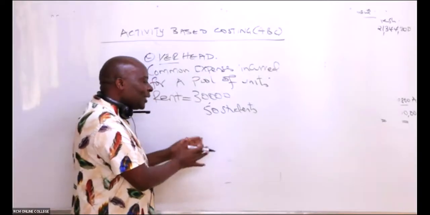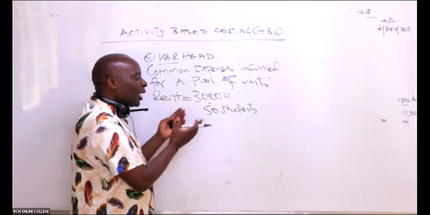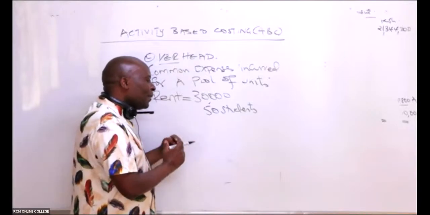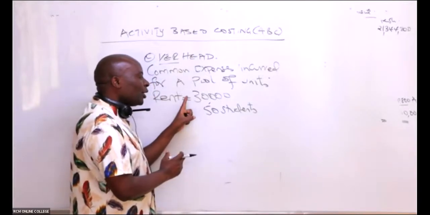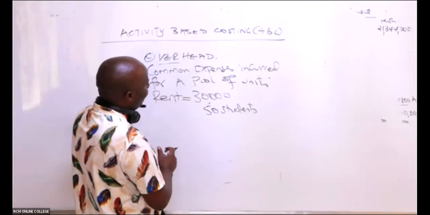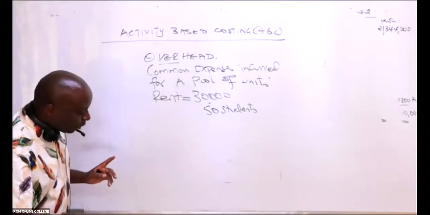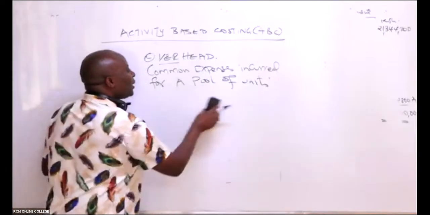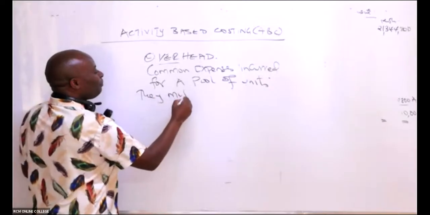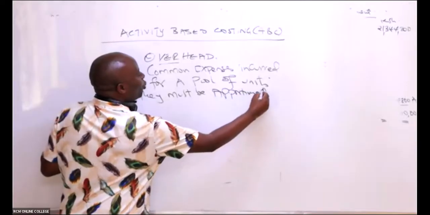At the end of the day, for pricing purposes, to be able to know how much fees each student will pay for us to take care of our costs and make a profit, we need to apportion this rent. So overhead is a common expenditure incurred for a pool of many number of what here? Many number of units. Very important. So at the end of the day, these overheads must be apportioned to individual units.